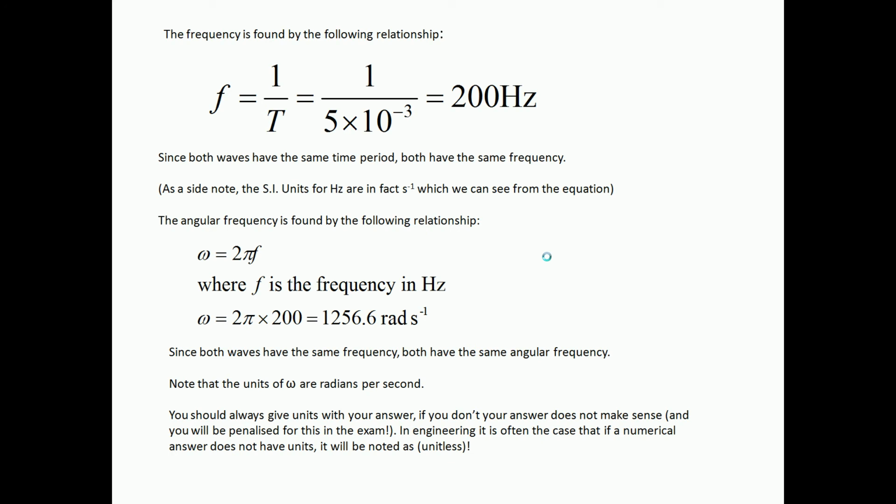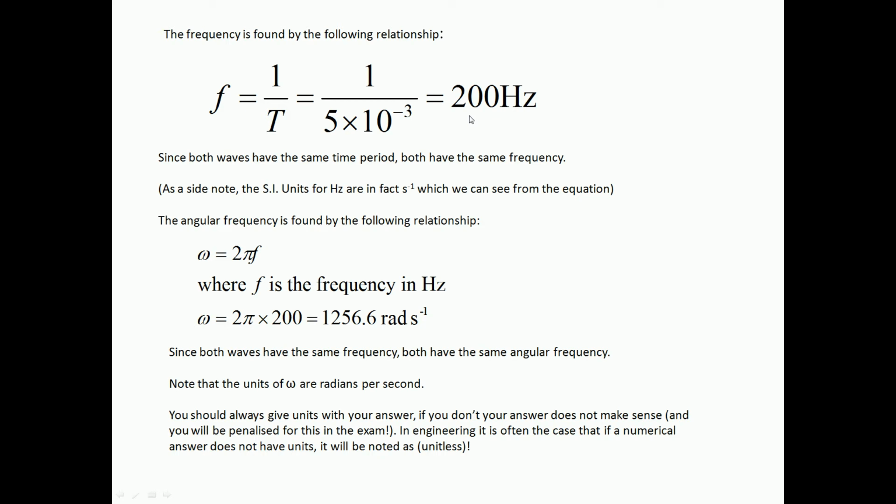So moving on, next we're going to find the frequency. I've said before that the relationship between the time period of a wave and the frequency is given by this relationship. So the frequency is equal to 1 over the time period. All I've done is substitute the value that we had for the time period, which was 5 milliseconds, into this equation. And then what I get out is 200 Hertz.